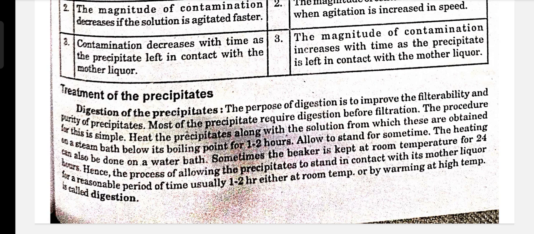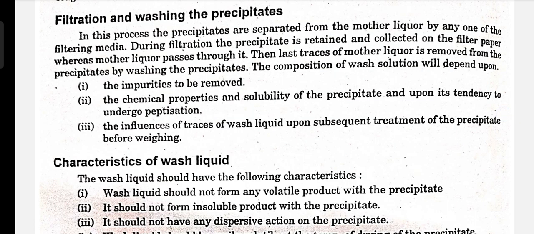The heating can also be done on a water bath. Sometimes the beaker is kept at room temperature for 24 hours. Hence, the process of allowing the precipitate to stand in contact with its mother liquor for a reasonable period of time, usually 1 to 2 hours, either at room temperature or by warming at high temperature, is called digestion.